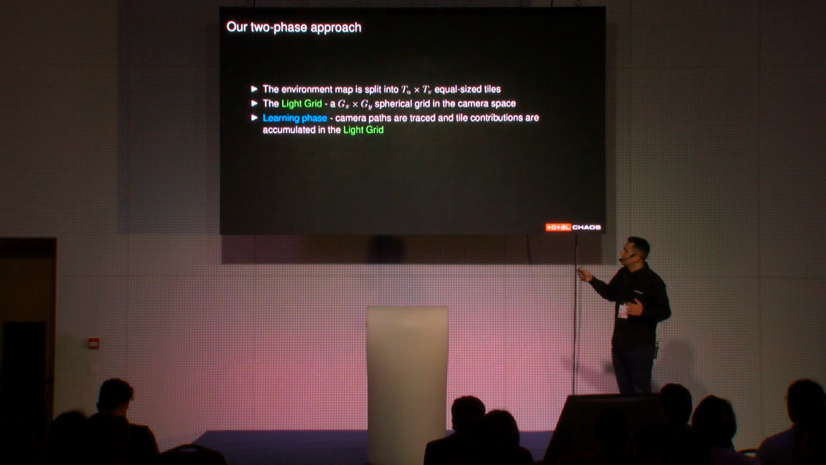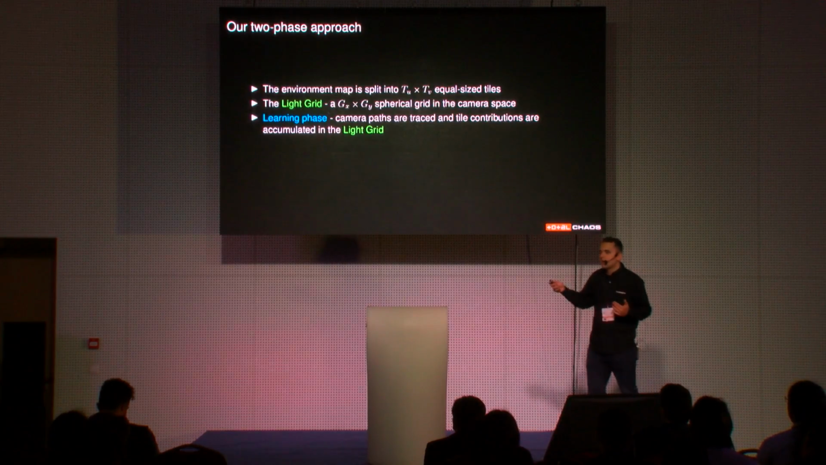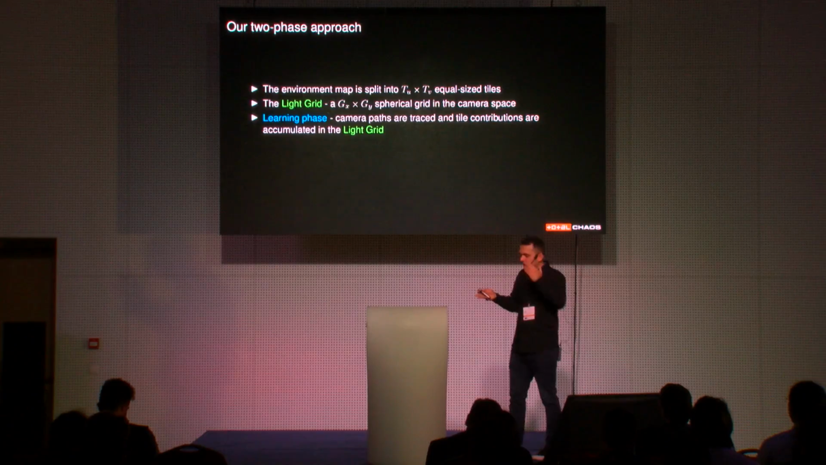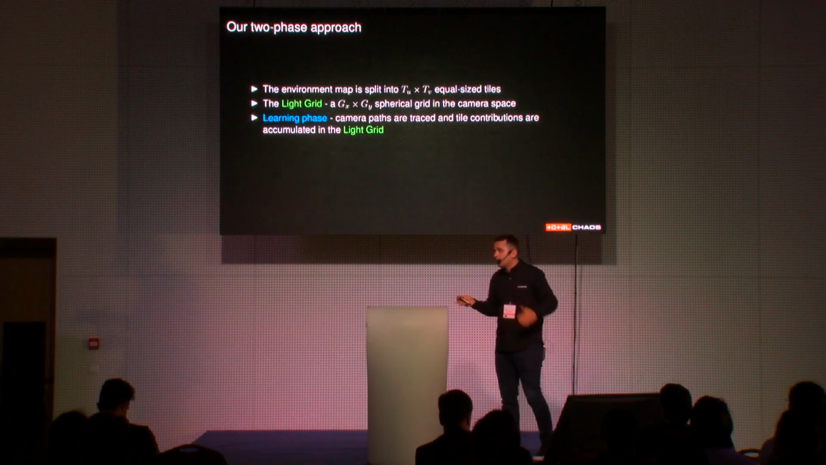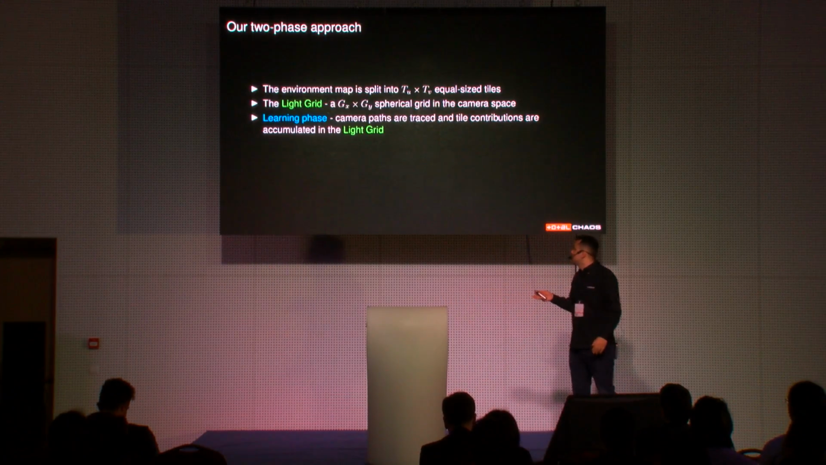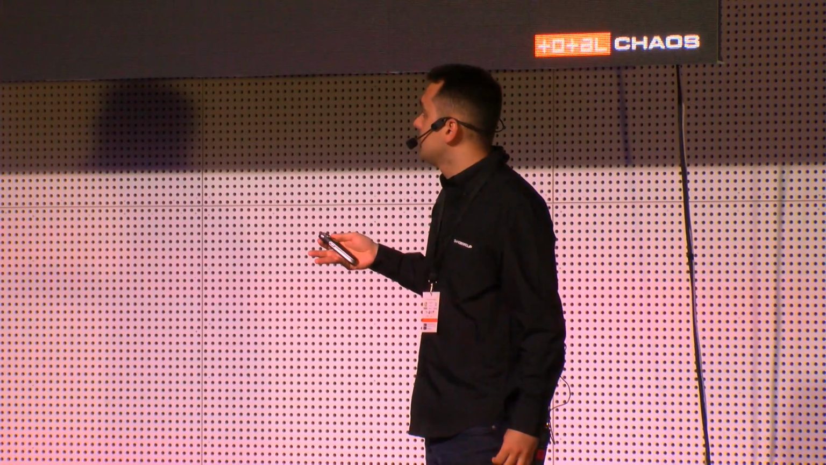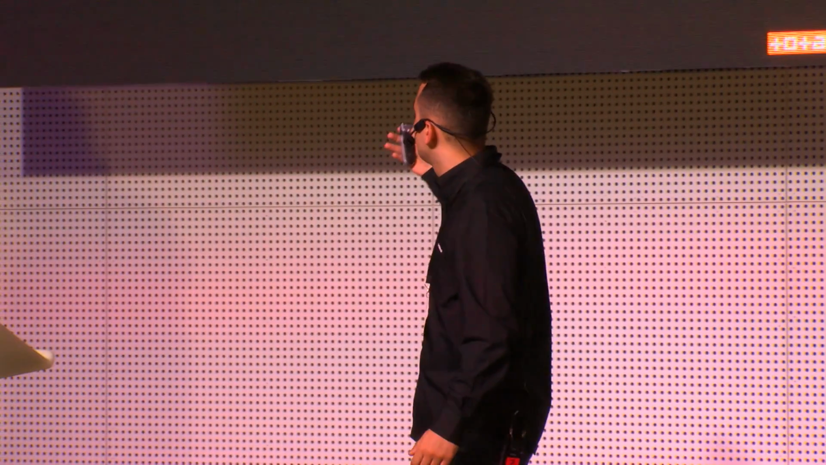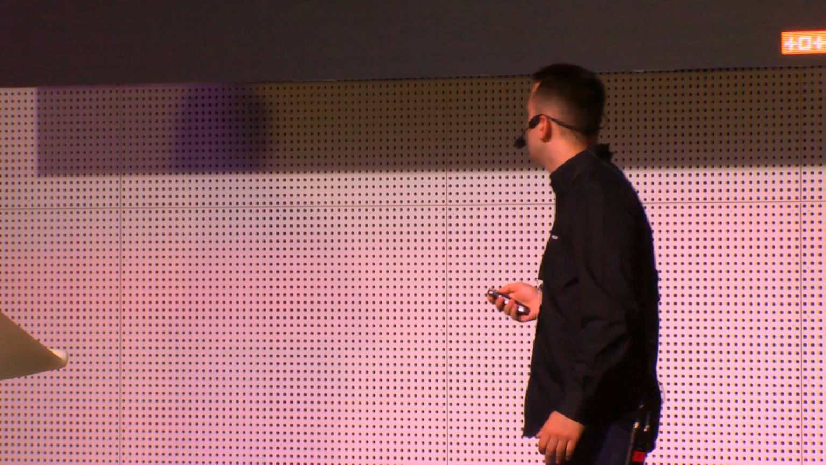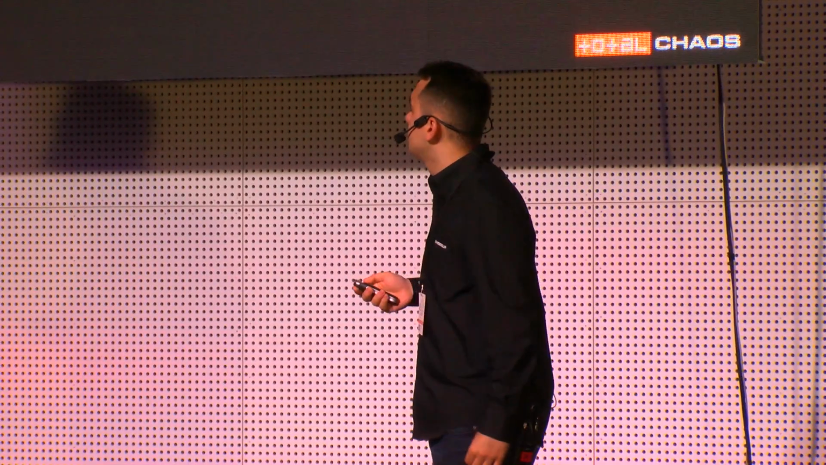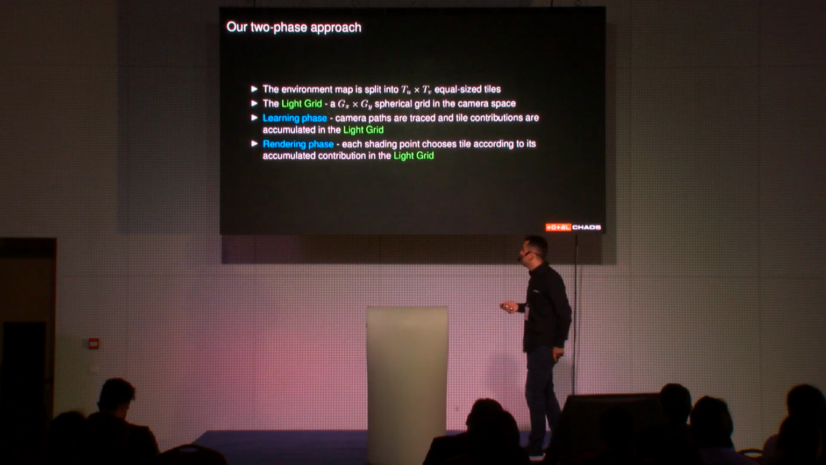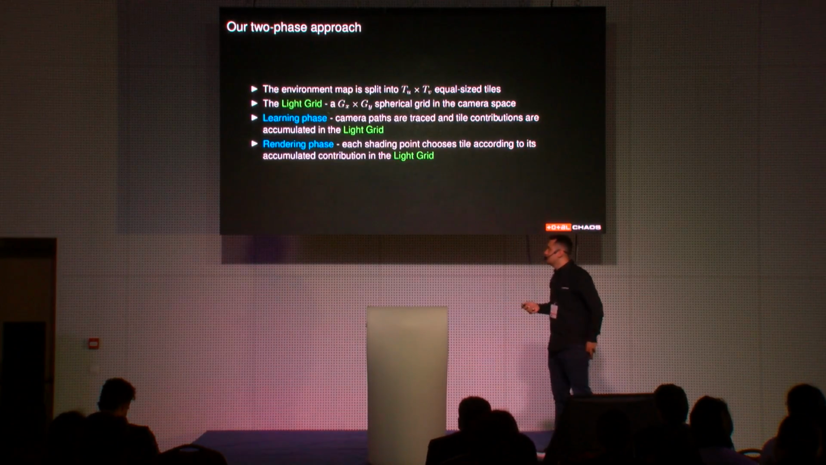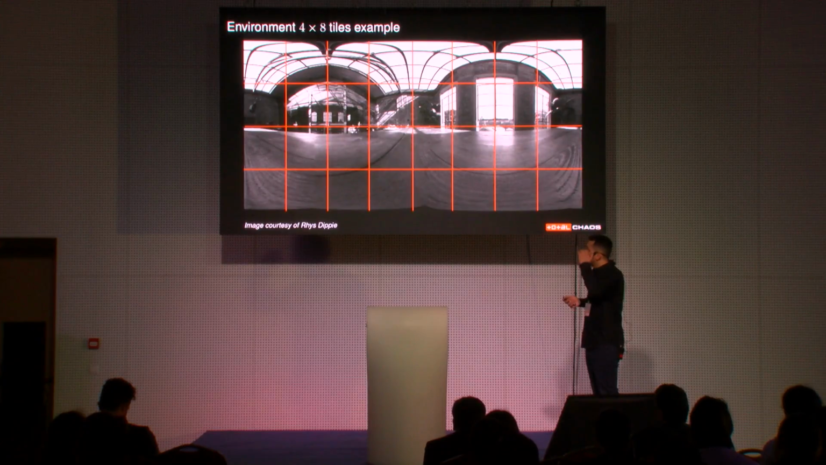So we reuse these camera paths that are traced in order to find the irradiance cache, but we also use this computation to accumulate some information in the light grid. And then during the rendering phase, we just use the information that was gathered in the light grid in order to do better sampling. So how is this done?